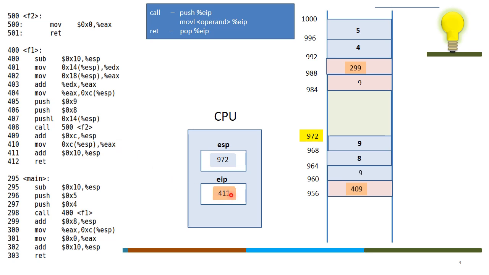Now the next instruction will be 411, add 10 to ESP. This is the complementary action, right? We are unwinding the stack now. This is where the stack pointer is now. The last instruction is return. What it will do, pop this value into EIP. So see, stack pointer is incremented, the value is popped to EIP. That finishes our execution of function F1, unwinding of stack frame.